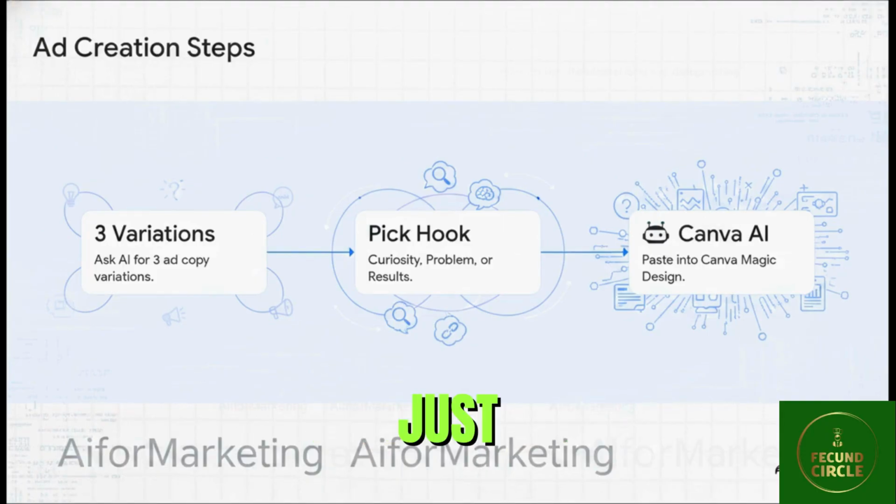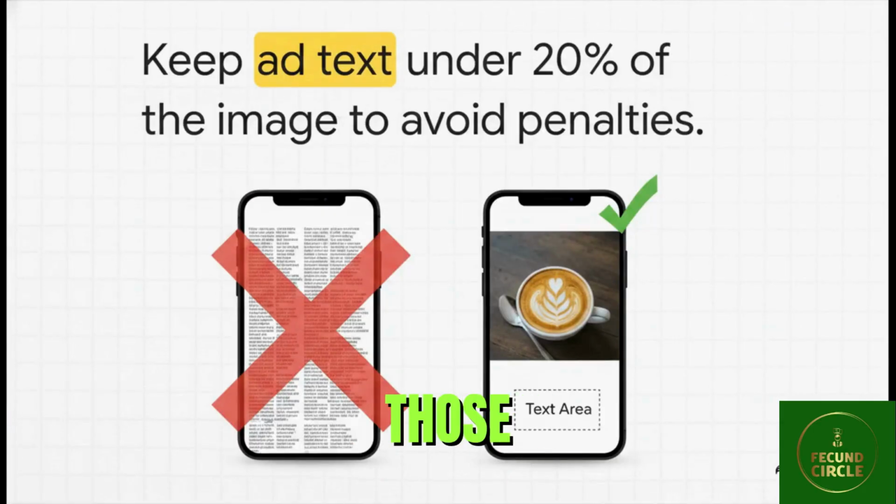Finally, step 3, just take your favorite text and paste it right into Canva's AI magic design feature. Listen, you absolutely do not need a design degree for this. The AI is literally going to generate professional, ready-to-go layout options matched perfectly to your text. Now, while you're in Canva adjusting those beautiful layouts, keep this absolutely crucial beginner tip in mind.